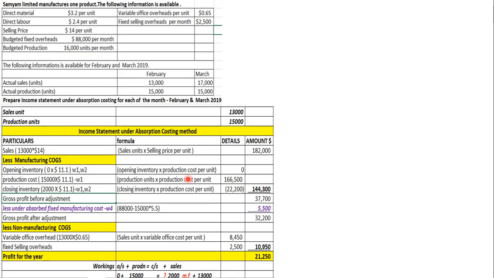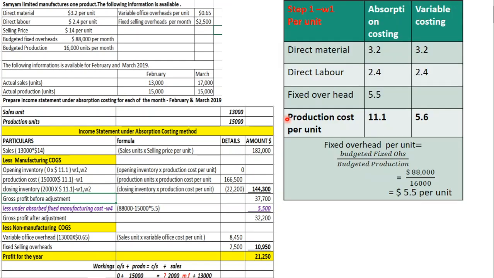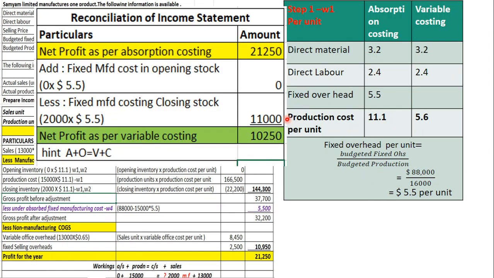So this was our income statement which we just studied earlier, and this is our income statement on absorption costing. Now if you are asked to find out the income as per variable costing, we will use that equation and get the answer as follows. You will still need this data, so I put it here. Now this is your answer. Reconciliation of income statement. The hint I have put here: A plus O is V plus C. Now since we got the profit as per absorption costing, you have to start from A.